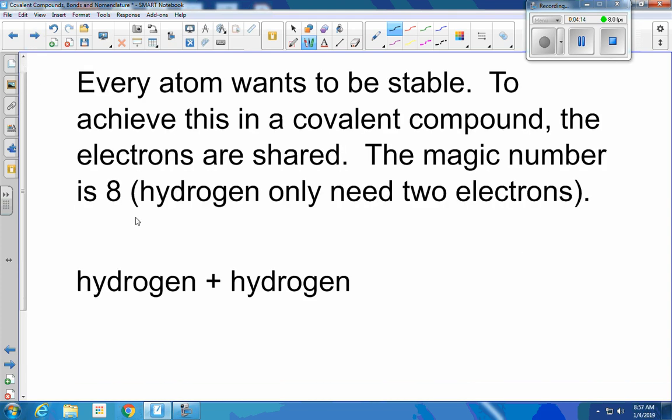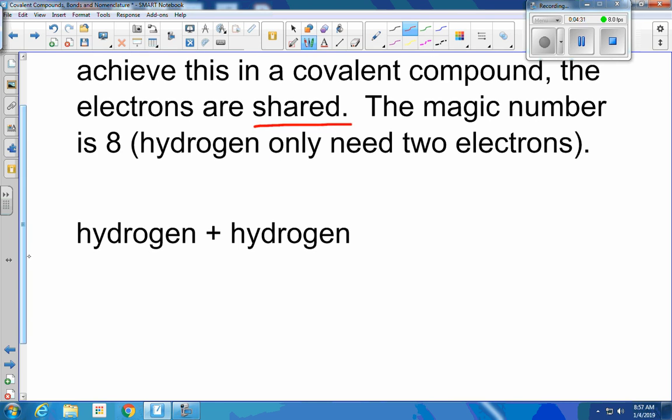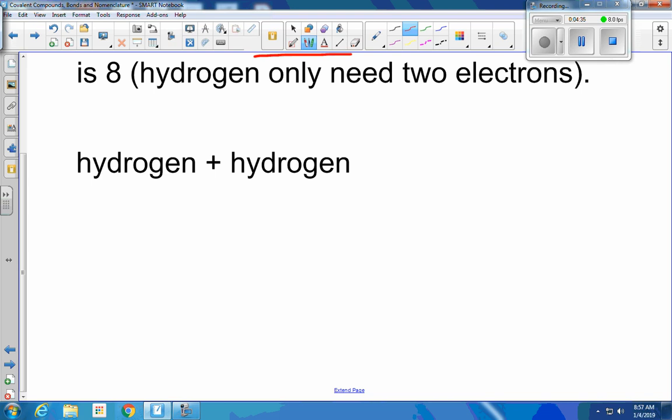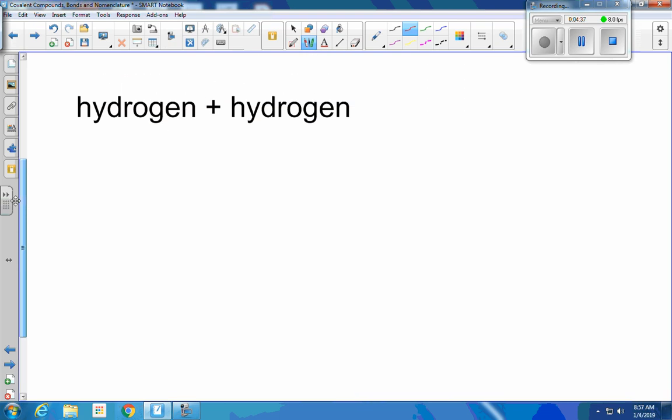Now, every atom wants to be stable. That's the key goal here. In order to become stable, they should form bonds. Now, to achieve a covalent bond, the electrons are shared. So keep that in mind, they have to be shared here. The magic number is 8, except for hydrogen. Hydrogen needs 2 electrons. Now, if you take a look here, and this works a little better, like 2 hydrogens. Take a look at your periodic table.